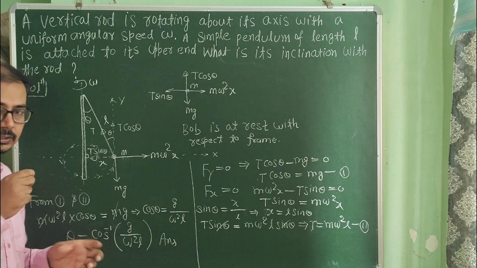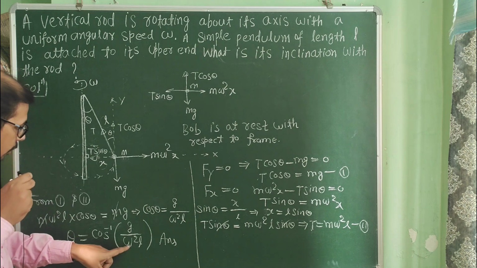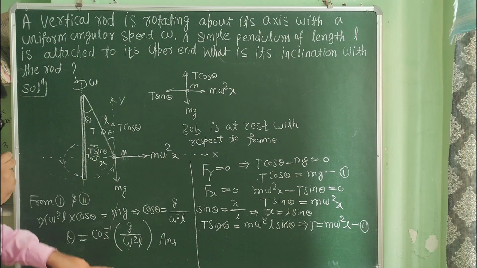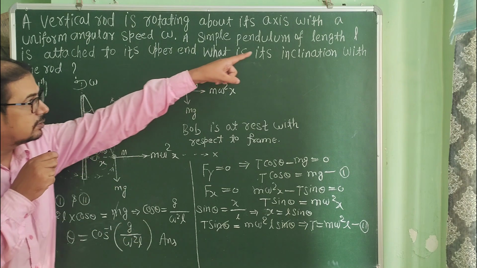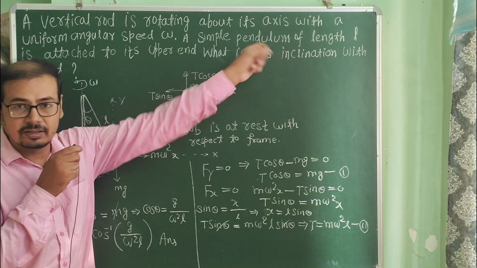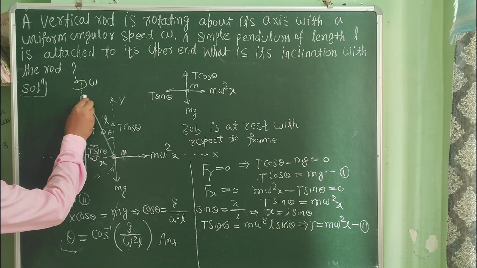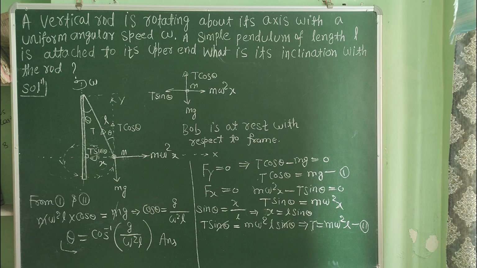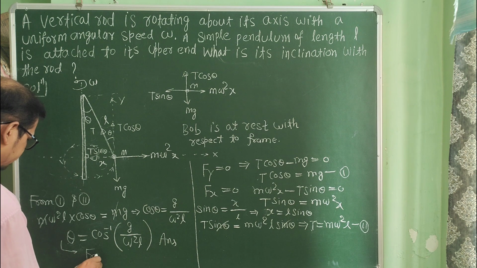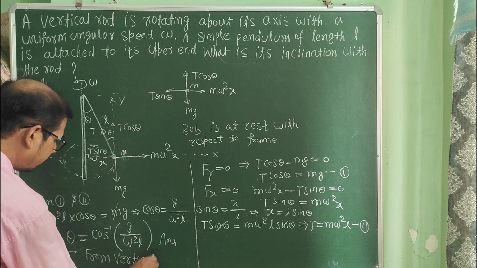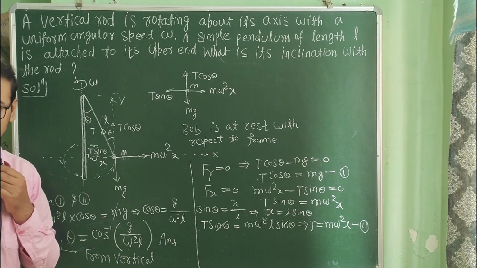g is the acceleration due to gravity, a constant value. Omega is given in the question, and L is the length of the simple pendulum given there. Okay, this theta is the angle from the vertical. Suppose the angle from here, this is the horizontal, from vertical. Very important and very conceptual question.